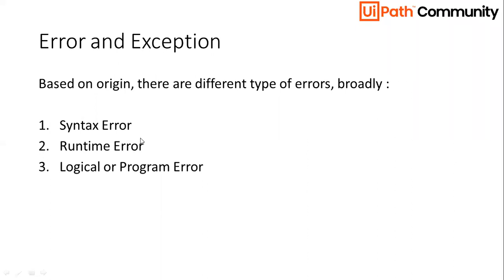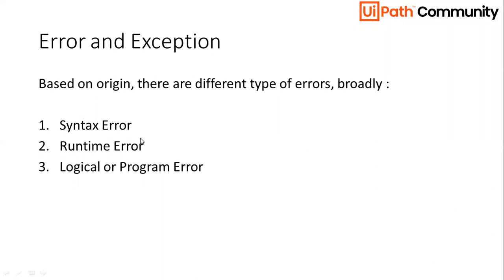or whichever team is supposed to look after the issue, is notified via mail with a detailed error description, that this is the error message and the source, from where the error originated. So, broadly, there are three types of error: syntax error, runtime error, and logical or programmatical error. I'll showcase with examples what these three types of errors basically are.